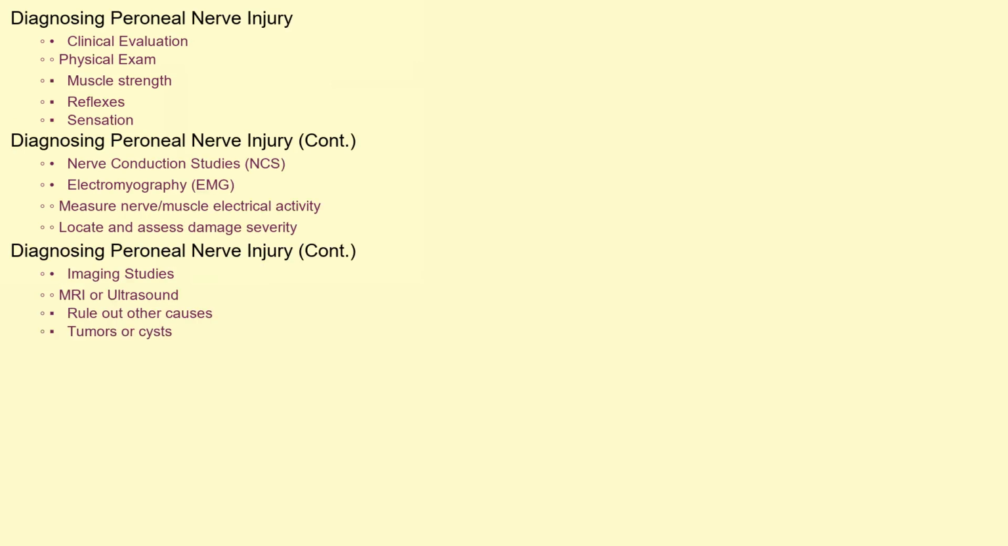Diagnosing peroneal nerve injury involves a thorough clinical evaluation. The doctor will perform a physical exam to assess muscle strength, reflexes, and sensation in the foot and lower leg. Nerve conduction studies (NCS) and electromyography (EMG) are often used to measure the electrical activity of the nerves and muscles. These tests can help determine the location and severity of the nerve damage. Imaging studies, such as MRI or ultrasound, may be used to rule out other potential causes, such as tumors or cysts, that might be compressing the nerve.